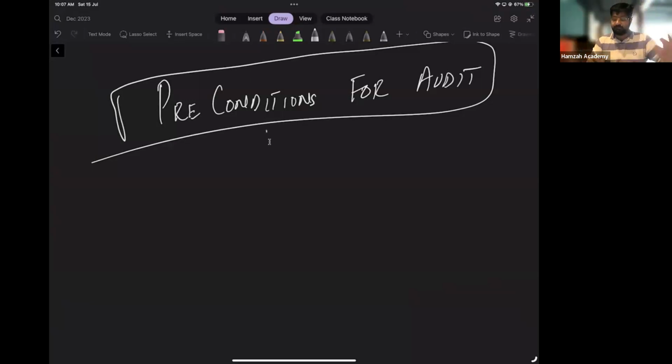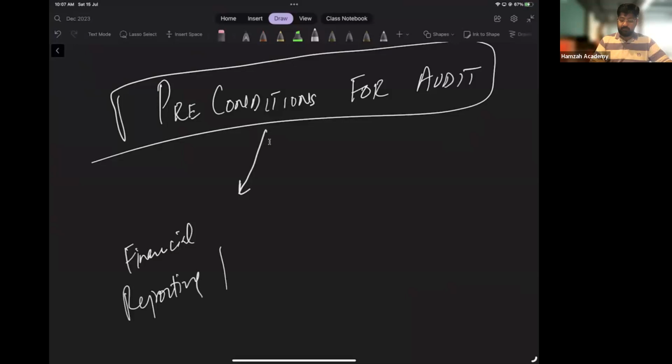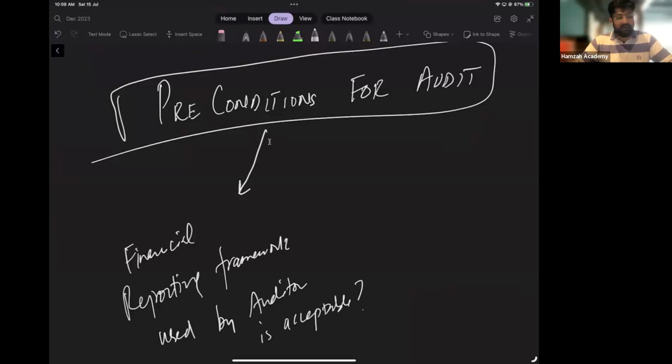First of all, the financial reporting framework used by the client to produce financial statements is acceptable. As per law, whichever financial reporting framework they are using must be acceptable by law. If that is against the law, I cannot audit.